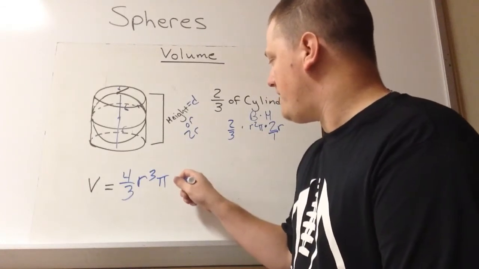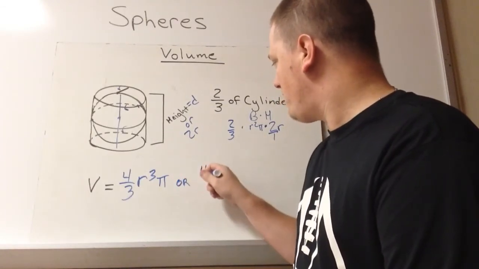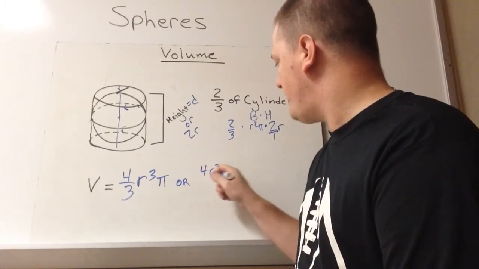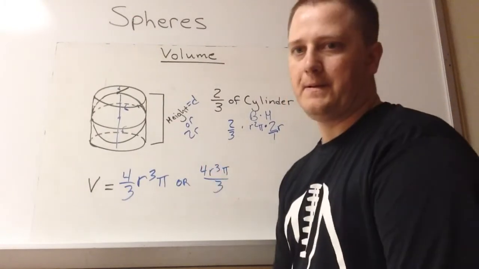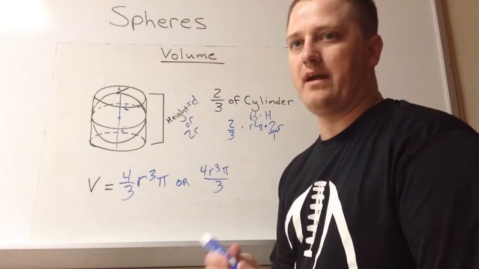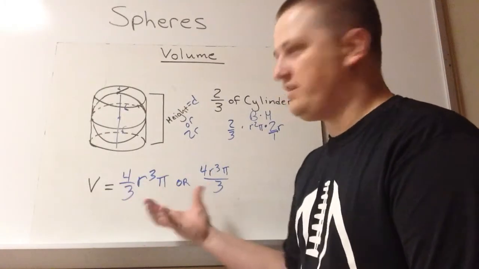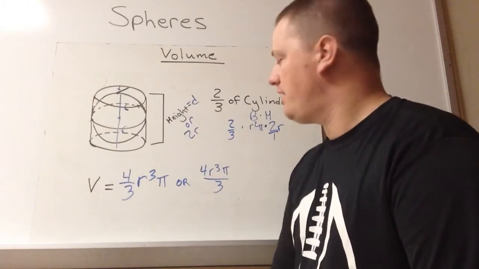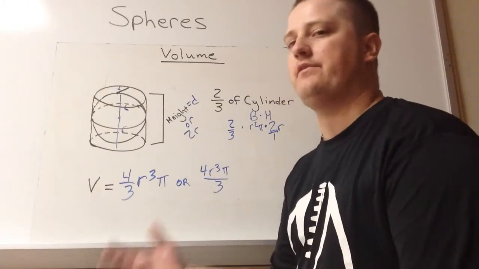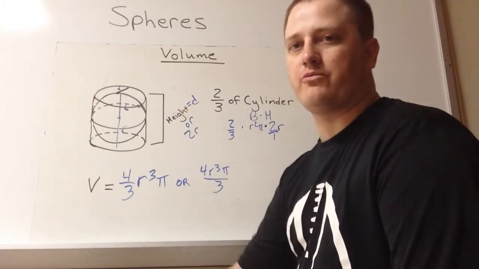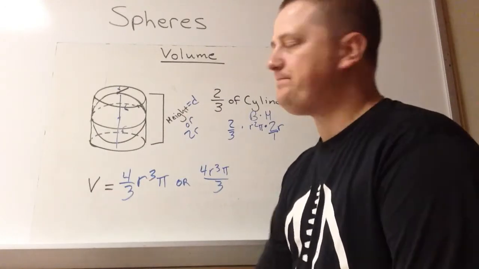Some people like to write it 4r cubed pi over 3. So that's the volume of a sphere. If we want a hemisphere, we would just take this times 1/2, and then we would just reduce some fractions and such.